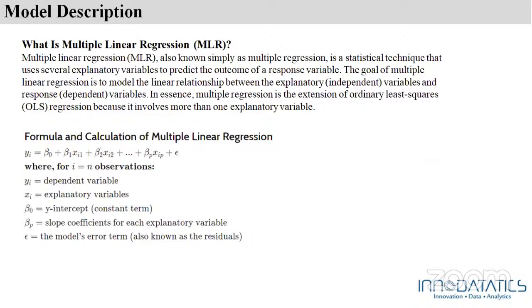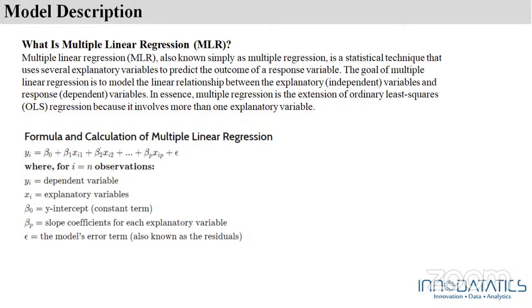For this project, we have used the multiple linear regression model. Multiple linear regression, simply called multiple regression, is a statistical technique which uses several explanatory variables to predict the outcome of a response variable. It examines how multiple independent variables are related to one dependent variable. It is an extension of ordinary least square regression because it involves more than one explanatory variable. The goal of multiple linear regression is to model the linear relationship between the independent variables and the response variable.